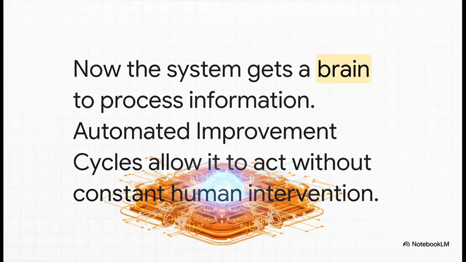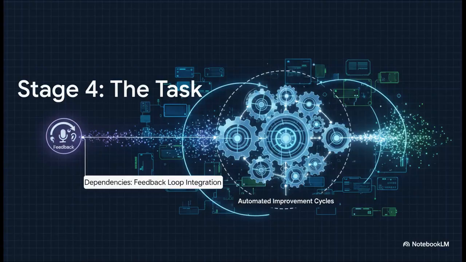Okay, now for stage 4, automated improvement cycles. The system has its nervous system. It can feel when things are going right or wrong. Now it needs a brain to process all that information and actually act on it without a human having to step in every time. And this is where the real magic happens. This is where the intelligence really kicks in.